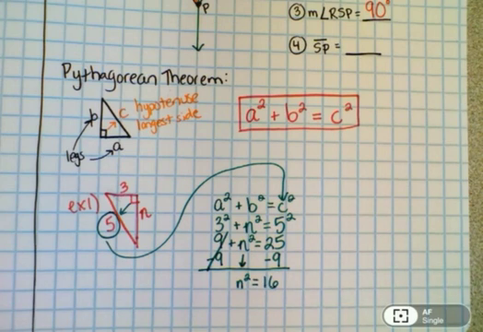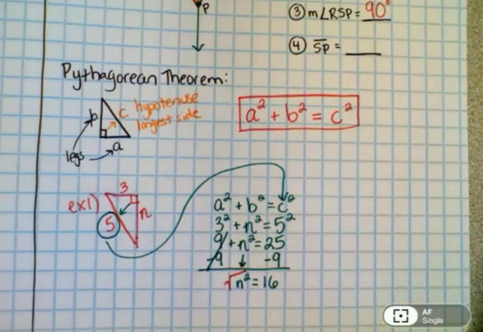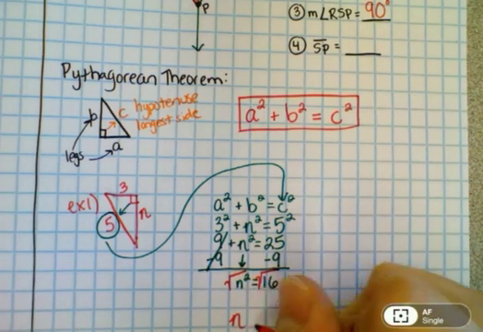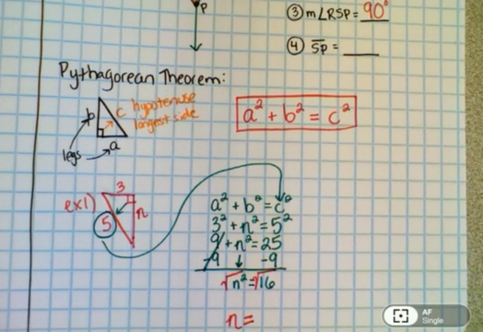And so now what I have to do to get rid of a squared, the opposite of squared is square root. So I'm going to have to take the square root of the left and the square root of the right. So the square root of n squared is n. That's the whole point. The square root and the squared undo each other here. So we're left just with n. The equal sign drops. And then the square root of 16 means what number times itself is 16.